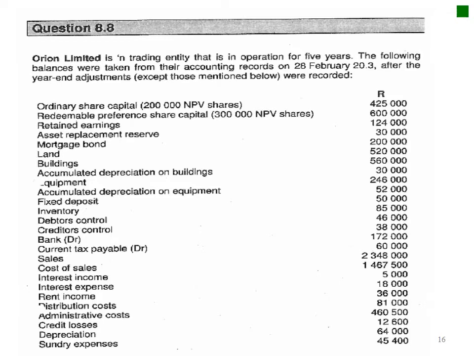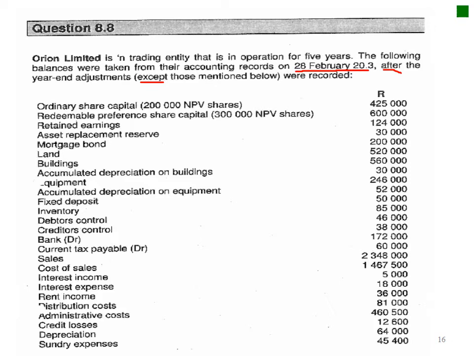We're now going to look at question 8.8. This is quite a detailed question, and I'm going to go through the whole question with you, parts A to C, so that you can see how to put together the financial statements for a company. So we have Orion Limited, which is a trading entity that's been in operation for 5 years, and the following balances were taken on the 28th of February 2003 after year-end adjustments, except there are a few year-end adjustments which we're going to do, so it's after those were recorded.